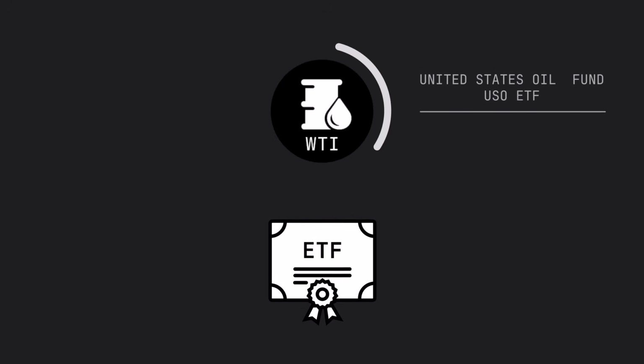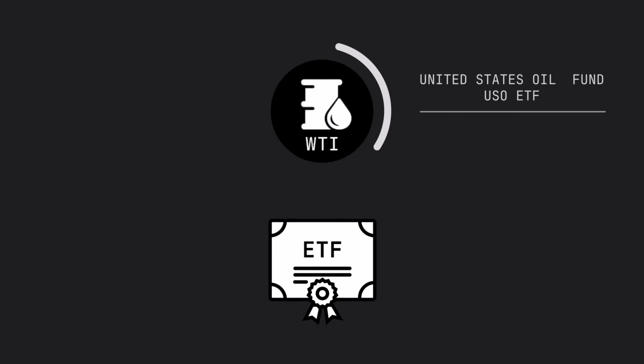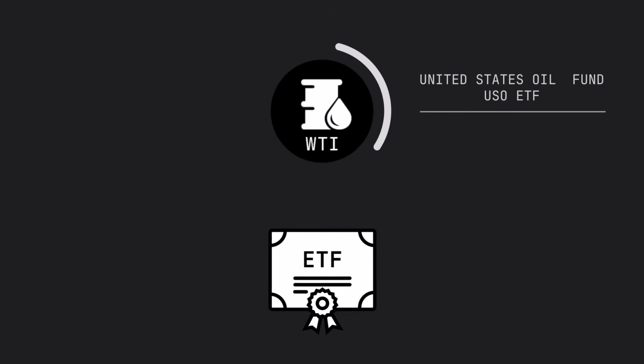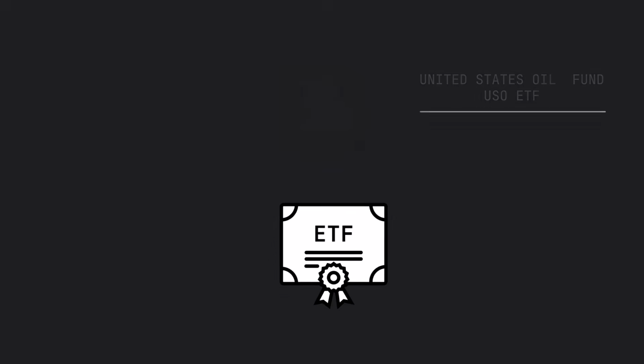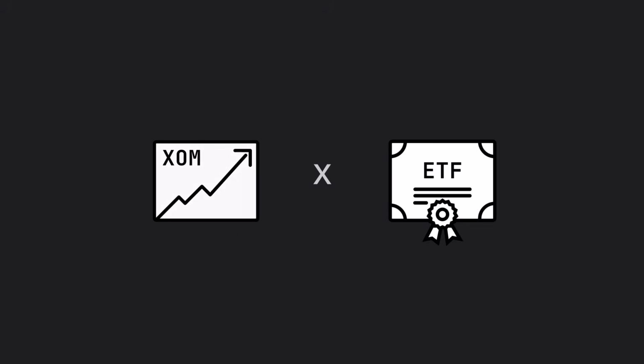USO is an exchange traded fund that tries to track the price of the underlying commodity. Because futures contracts have a monthly expiry date, for simplicity reasons, we will be analyzing the relationship between Exxon's stock and USO ETF. First, let's start by importing historical data on both assets.